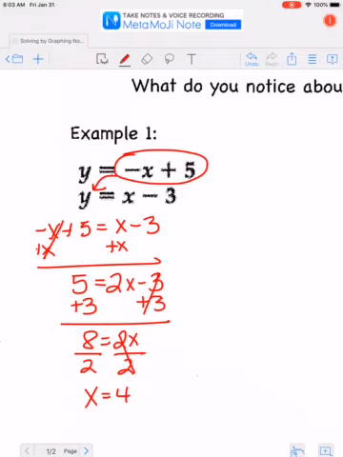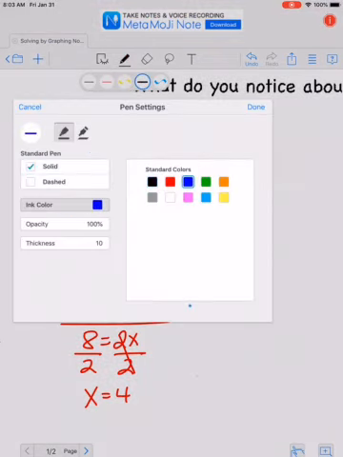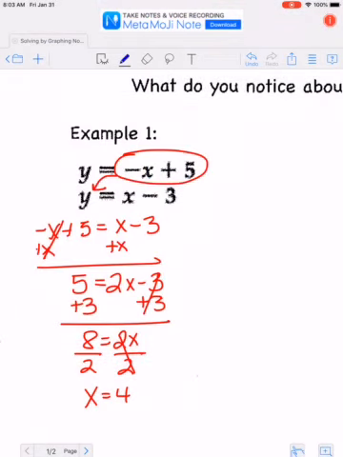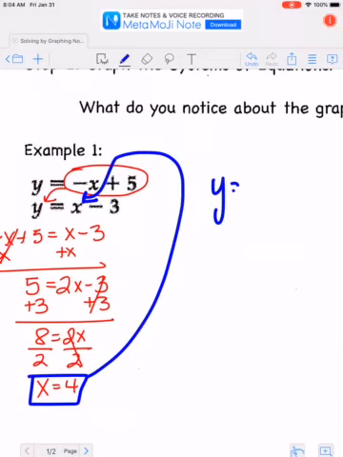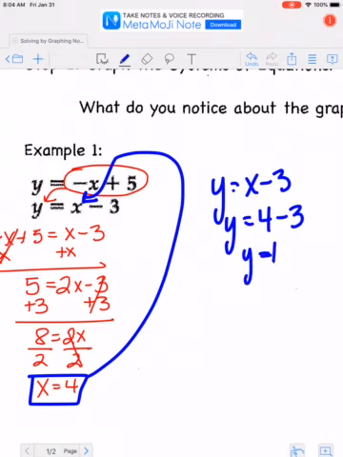So once I find my x, remember, I take that and plug it back in to either equation. So I'm going to plug it into my second equation. So I have y is equal to x minus 3. I know my x is now equal to 4. So 4 minus 3. So y is equal to 1. So my solution would be (4, 1).